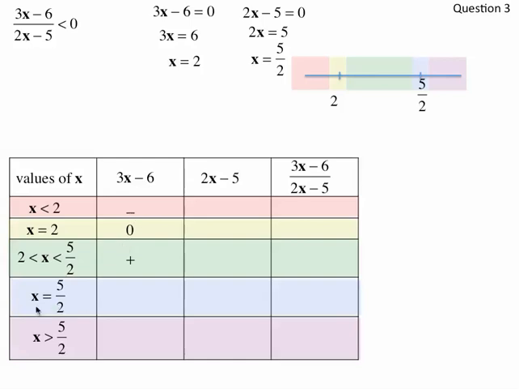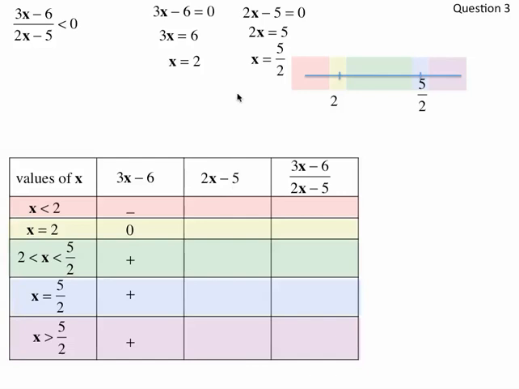Okay, when x is equal to 5/2, we have 3 times 5 over 2. So 3 times 2.5, which is 7.5, minus 6 is 1.5, which is positive. Okay, when x is greater than 5/2, like when x is equal to 3, for example, 3 times 3 is 9, minus 6 is 3, which is positive.